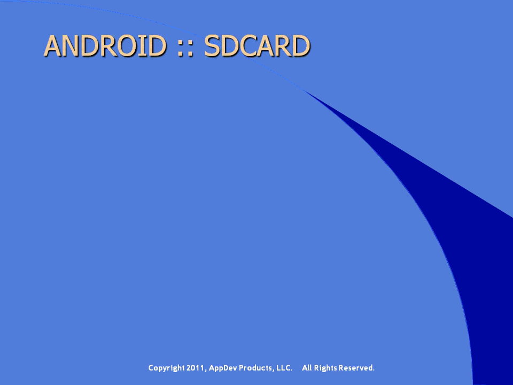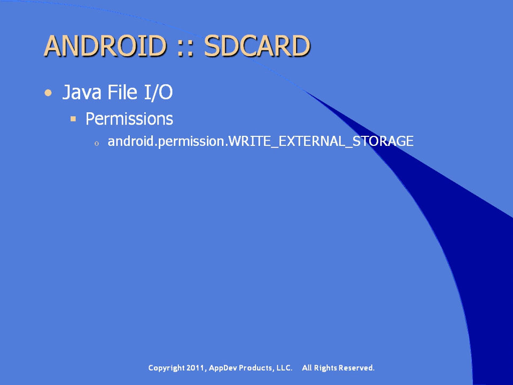We're taking a look at the SD card on the Android mobile phone, and how we can use Java File I/O with that SD card. So the first thing that we need to take a look at is the permissions. android.permission.WRITE_EXTERNAL_STORAGE is necessary, just like when we use the internet, SMS text messaging, or GPS. The file I/O to the SD card must be granted by the user.